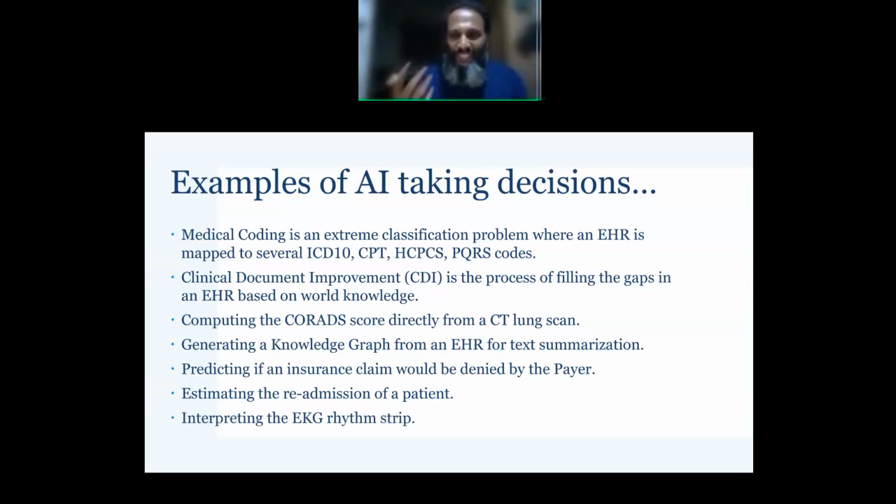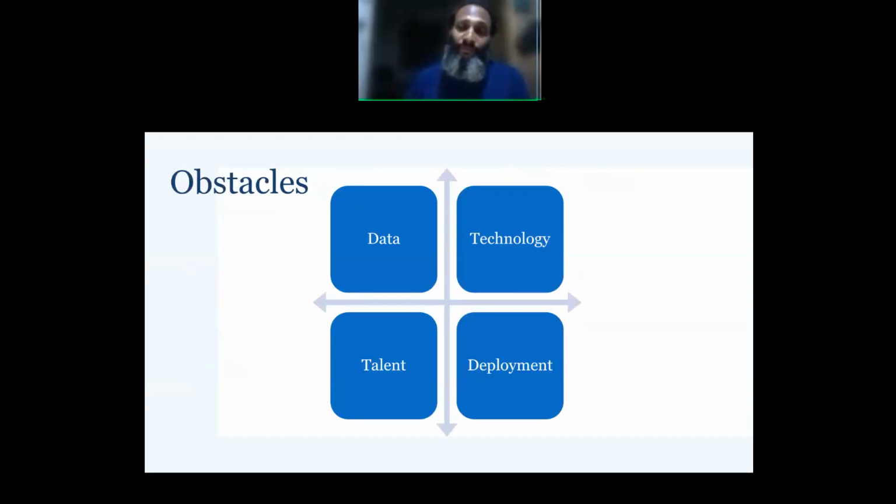And finally, another example is interpreting the rhythm strip. So the ECG plot, the waveforms, can you interpret it? Can you say if this patient is suffering from some condition, heart condition, just by looking at the EKG strip? Not possible. Right. So finally, we'll just close with some obstacles and how we solved it at Buddi.ai. So I've grouped them into 4 different types of obstacles in the healthcare space: data, technology, talent, and deployment.